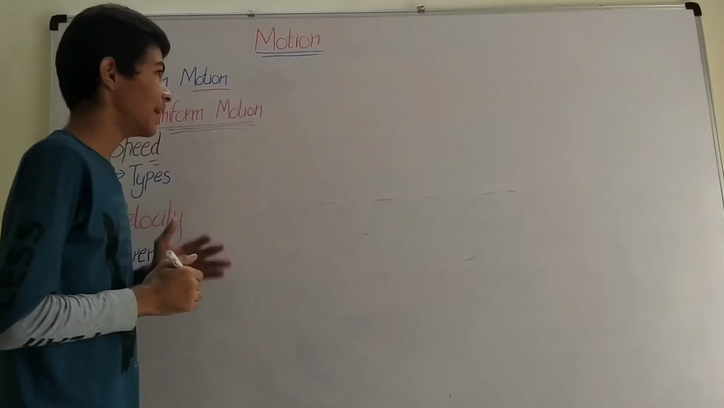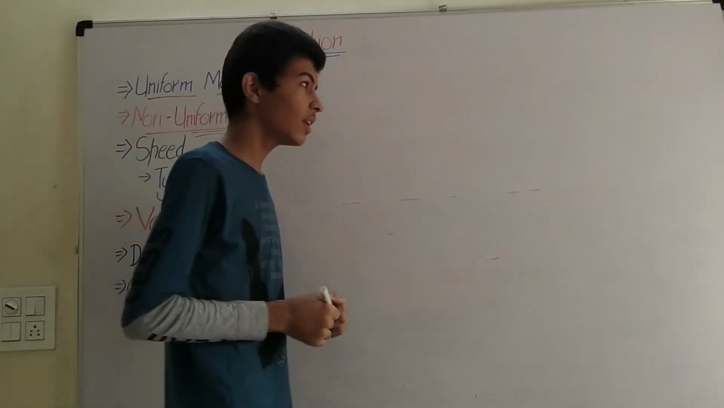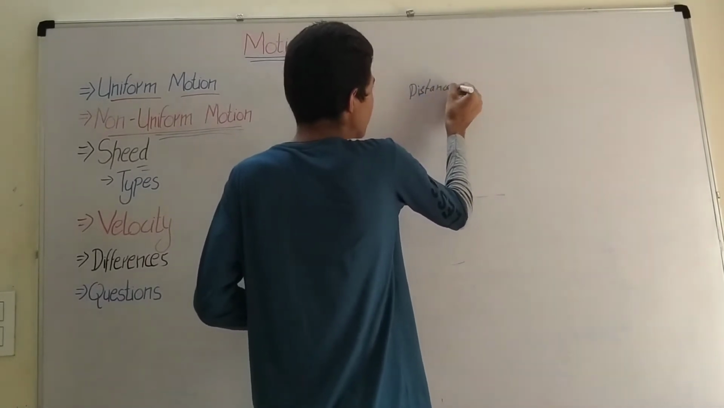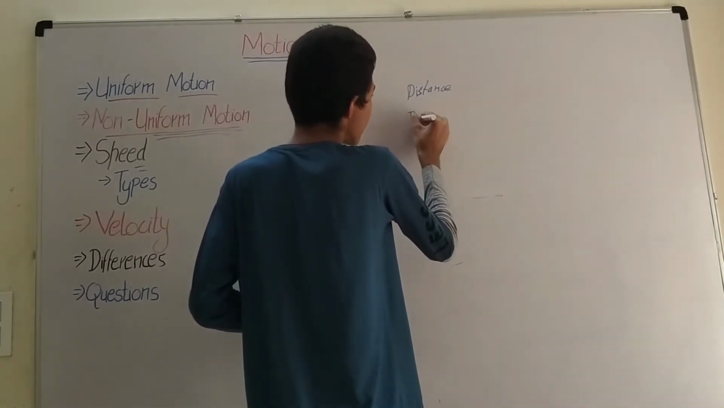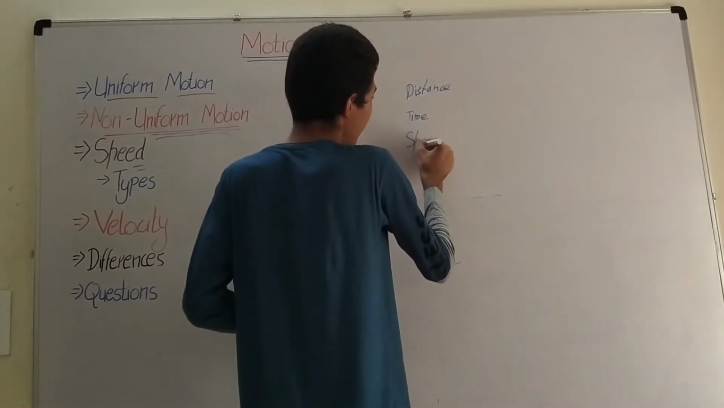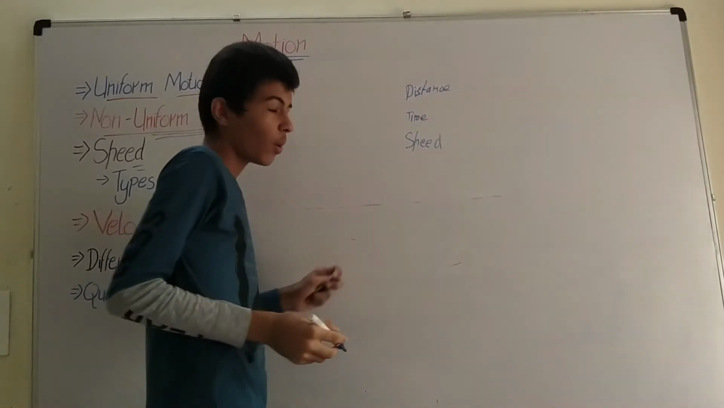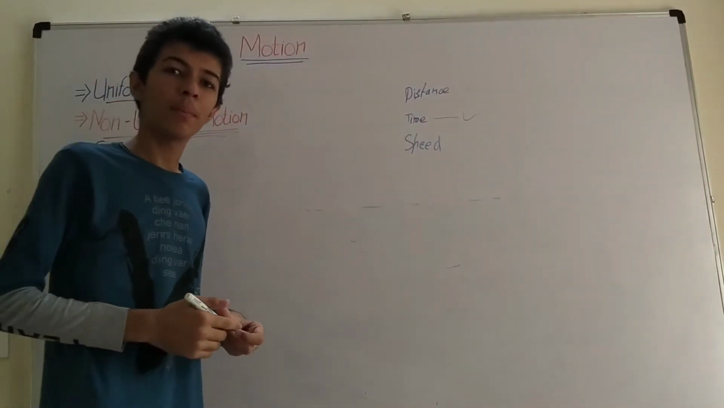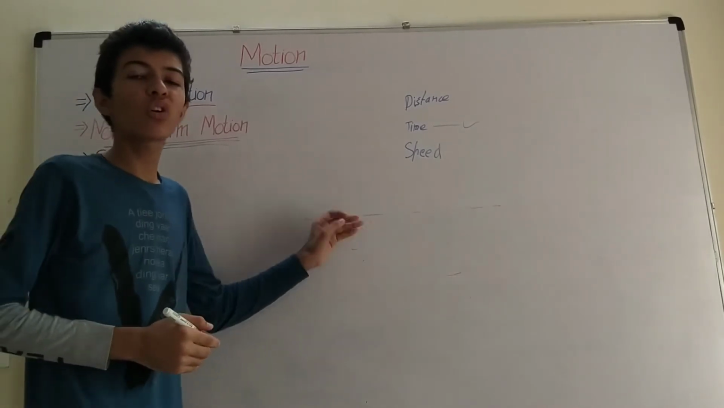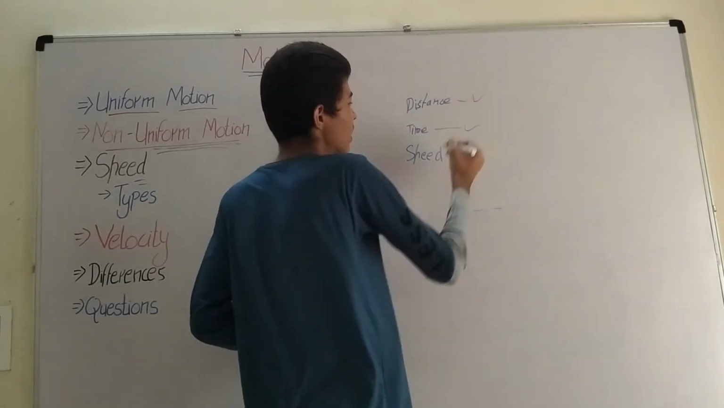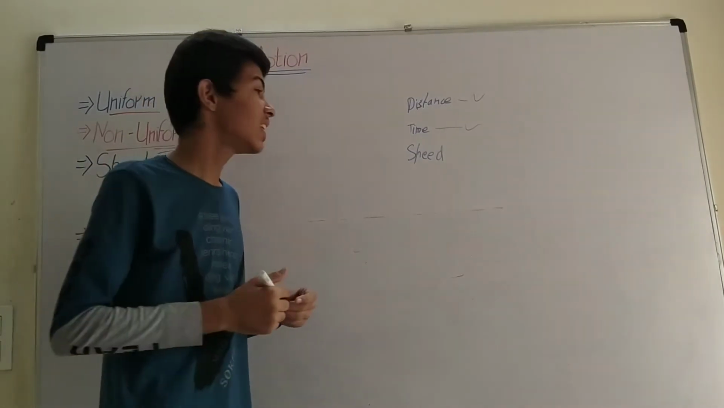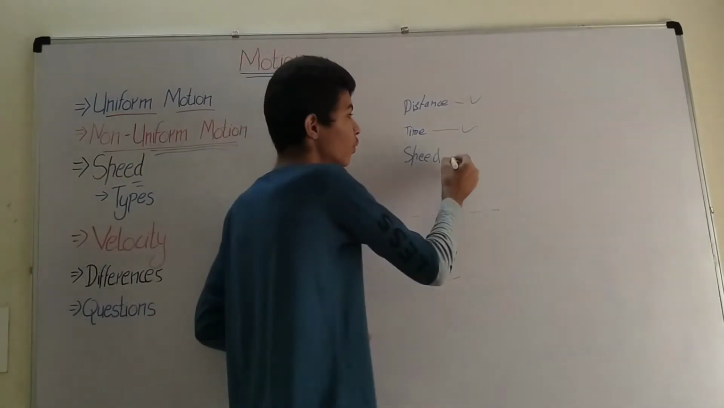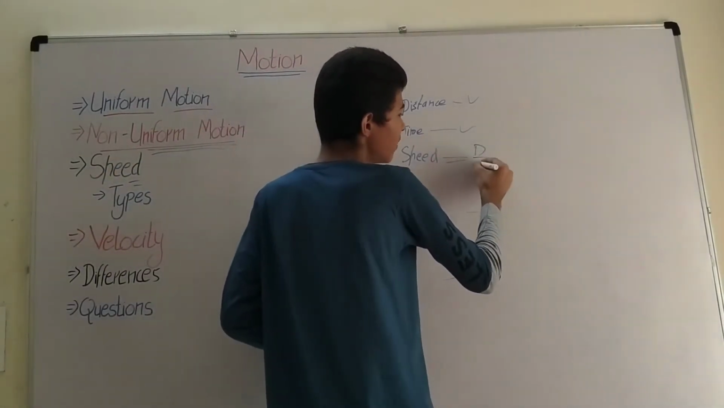So what is the meaning of speed? In previous classes we have learned about distance, time and speed. We all know about time, but what is distance? Distance is the path you take or the path you covered. So this is known as distance. But what is speed? Speed is defined as the change in distance per unit time. So it could be written as d by t.